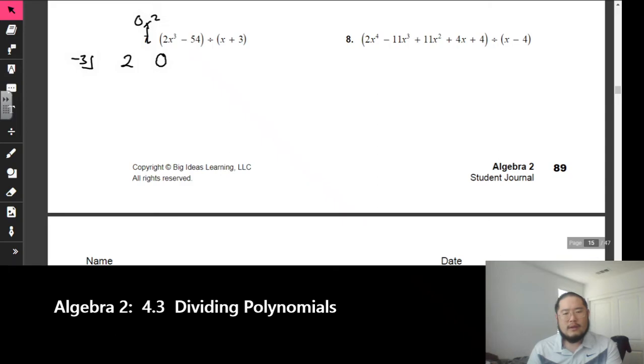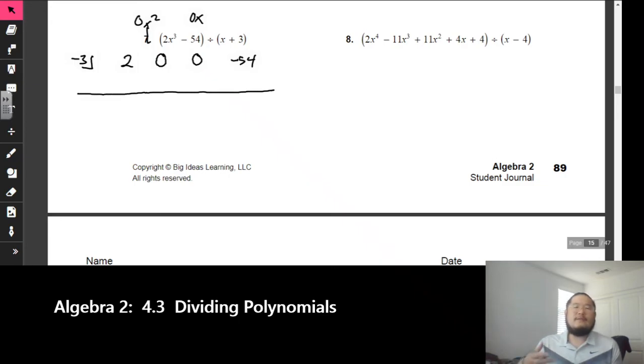And then we're going to have to do it one more time. Why? Because this next 0 represents 0x. And then we have minus 54. So in order for this to work out, you have to put these placeholders in to correctly use synthetic division right here.